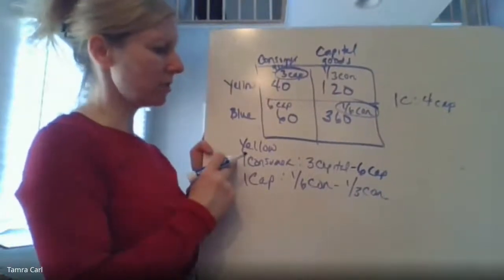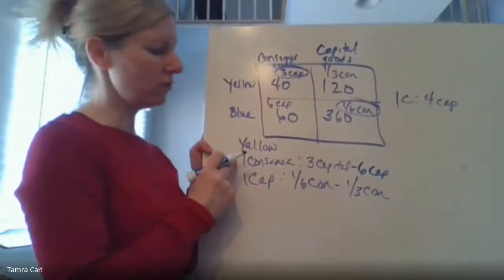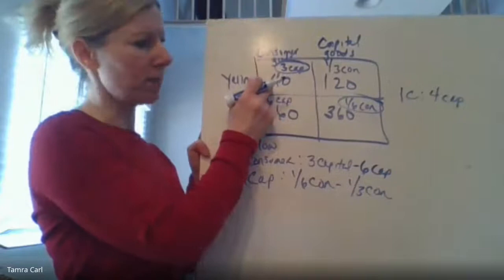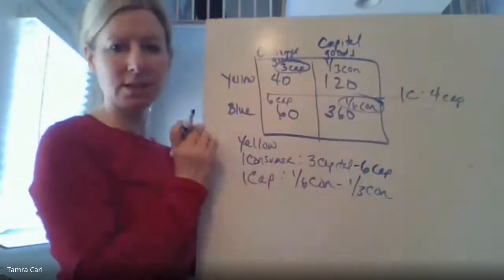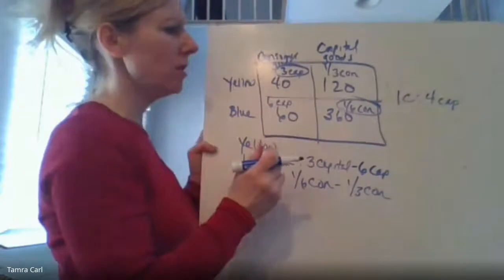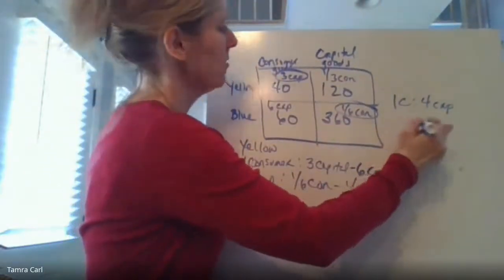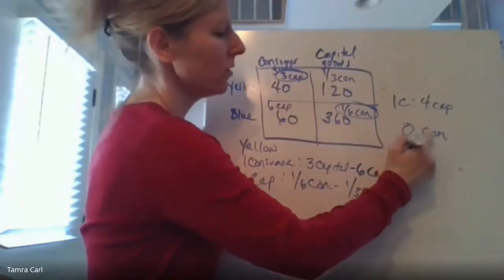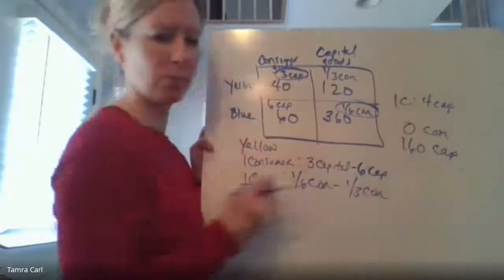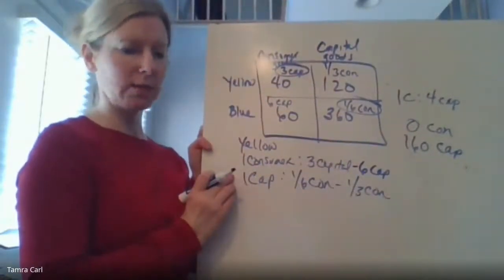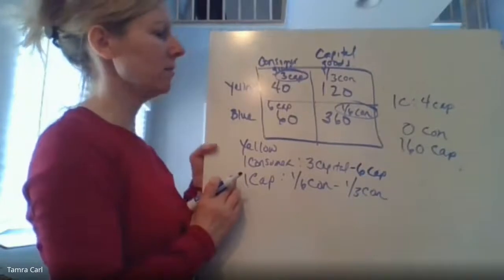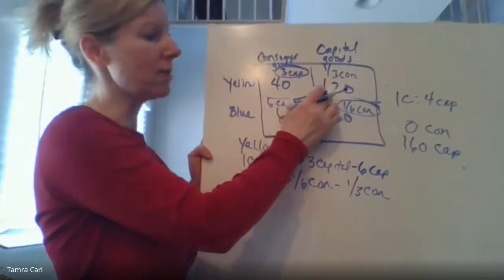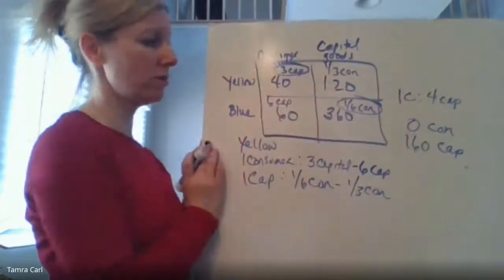And so then they could ask, well, what happens to yellow if they were to trade all of their consumer goods? Well, if they traded all 40, they would end up with 160 of the capital goods. And so that's where you would have here 0 of the consumer goods because they traded all of them. And they would have 4 times 40, which is 160 of the capital goods. And that's how you can see things change, right? As opposed to them only having 120 if they did it all by themselves. So that's how they've grown from 120 to 160.